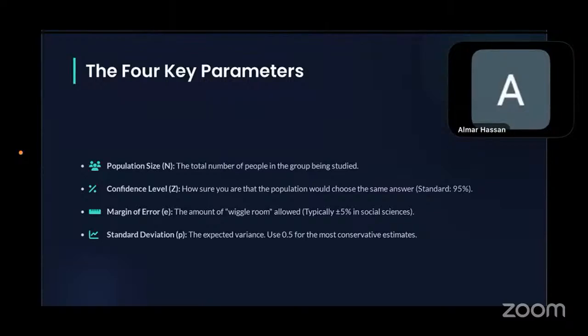And then we also have the margin of error. The margin of error is the amount of wiggle that is allowed, the amount of room for you to make a mistake. We usually put it at 5%. The more you decrease the room for error, the more sample size you would need. Why is that? Does anyone know?